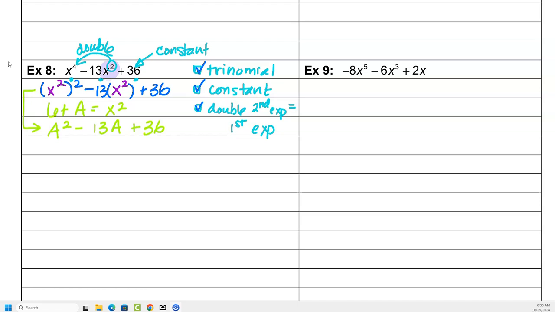Oh, it has a leading 1. So that's always nice. So we can write our two groups. I can write a and a. What are factors of 36 that add to be negative 13? Is it minus 9 minus 4? So then we can plug back in what a is, which is x squared. So you get x squared minus 9. And then here you get x squared minus 4.